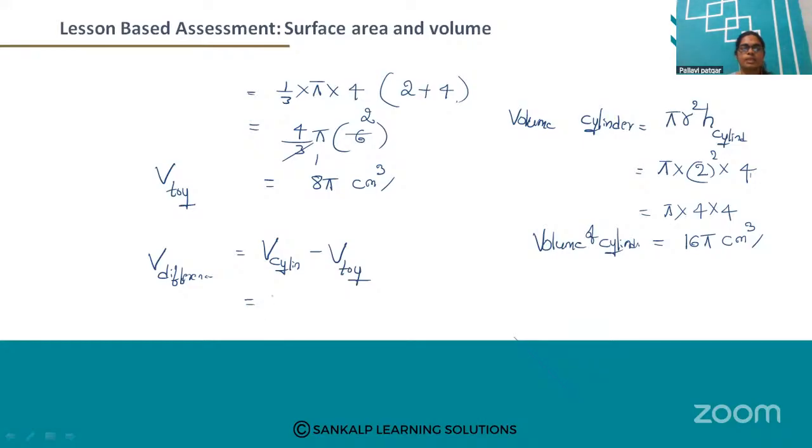So this is 16 pi minus 8 pi is equal to 8 pi centimeter cube. Okay, this is the volume difference between the volumes. So the answer is the volume of the toy is 8 pi centimeter cube. The difference of the volume of the toy is 8 centimeter cube. Okay.